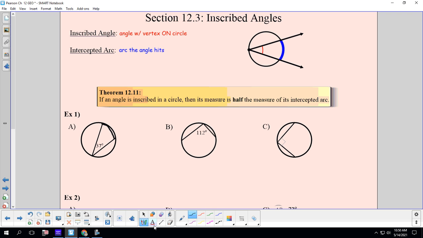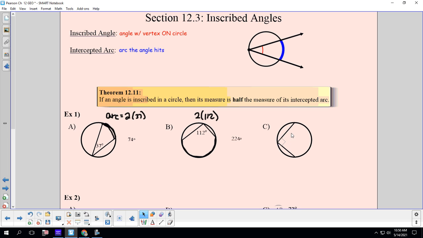So when we want to find what the measure of this arc is going to be, we say the arc is twice the inscribed angle. And 2 times 37 is 74. Okay, so here we have 112. If we want to find the measure of this arc, it is going to be 2 times 112, which is 224.